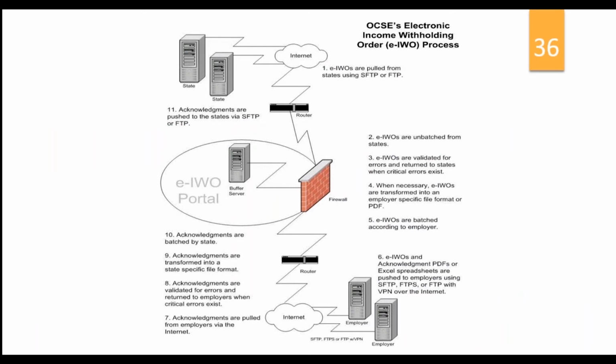If you start in the upper left-hand corner, you'll see those are the state agencies. Our process is there in the middle of the screen, and we have a process that goes daily to the state agencies, Monday through Sunday. We go to the state agencies to see if they have any income withholding orders for any of our participating E-IWO employers. We retrieve the orders that they have ready for us. We edit them to make sure that they have all the required fields. Then we unbatch those and send them to the appropriate employer.